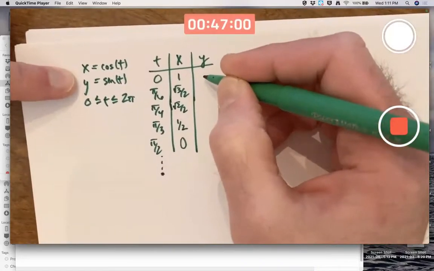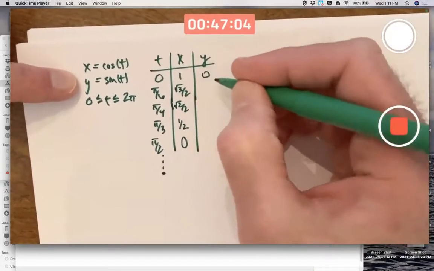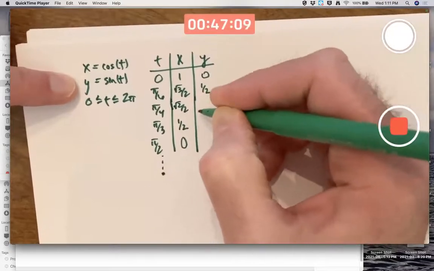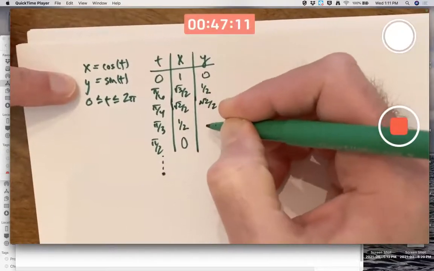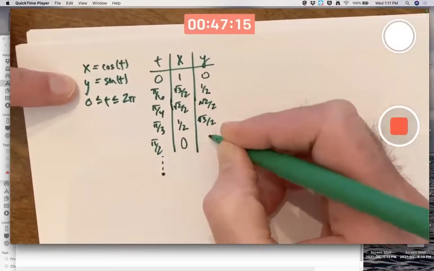Plug those same values of t into the y equation. Take their sine. Sine of 0 is 0. Sine of pi over 6 is 1/2. Sine of pi over 4 is square root of 2 over 2. Sine of pi over 3 is square root of 3 over 2. And sine of pi over 2 is 1.